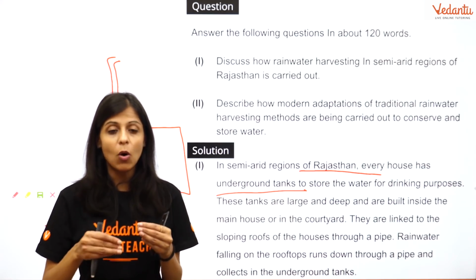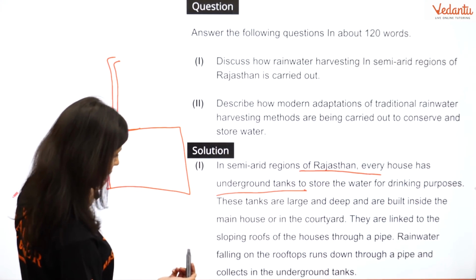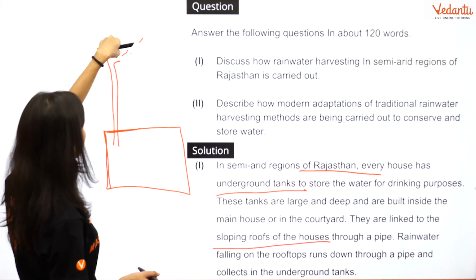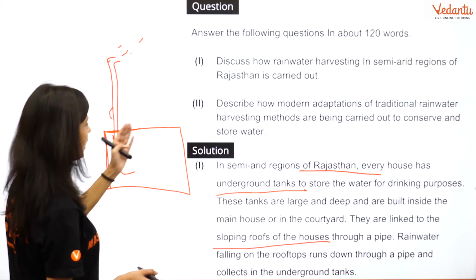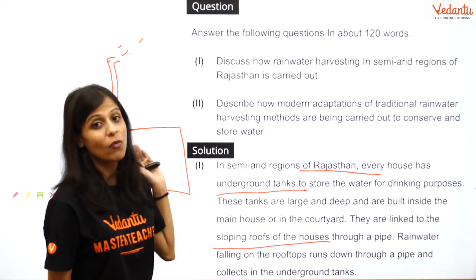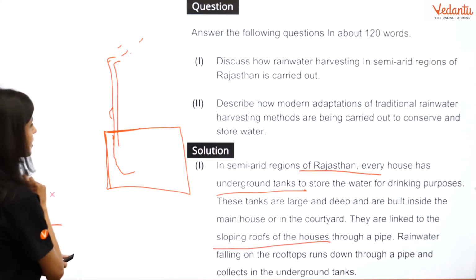This area is linked, like I've written here, to the sloping roofs of the house through which a pipe is there and all the water is collected and then stored in the underground tank through a pipeline. And this is how we work in semi-arid regions of Rajasthan.